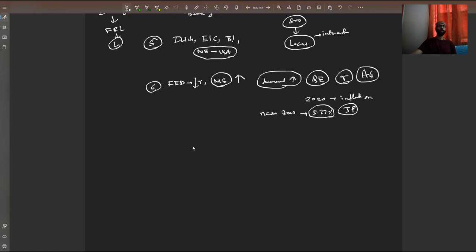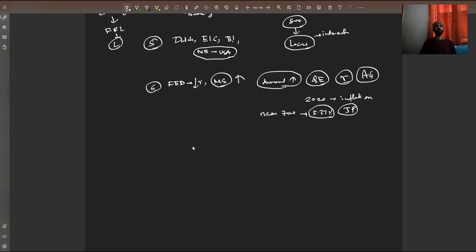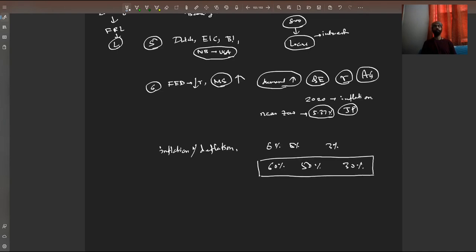Now why are we discussing all these things? The reason, friends, is that if inflation or deflation, any of it, goes out of control, let's say right now India has 6% or 5% inflation, USA has 3% inflation. If you just add zeros to it, if it becomes 60%, 50%, 30%, this situation can lead to total social chaos.